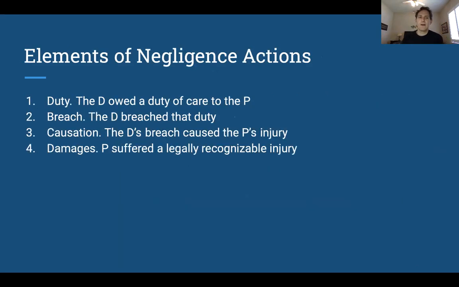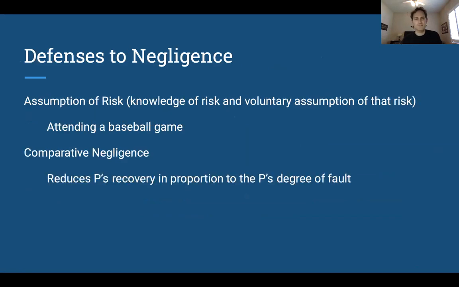Okay. All right. Here I just list the elements of negligence. It's really just duty, breach, causation, and damages. We'll dig into each of these a little bit more. Here, let's move on, because we'll come back to those elements of negligence in a second. But before we get too much into that, I think it's really important that we talk about defenses to negligence.